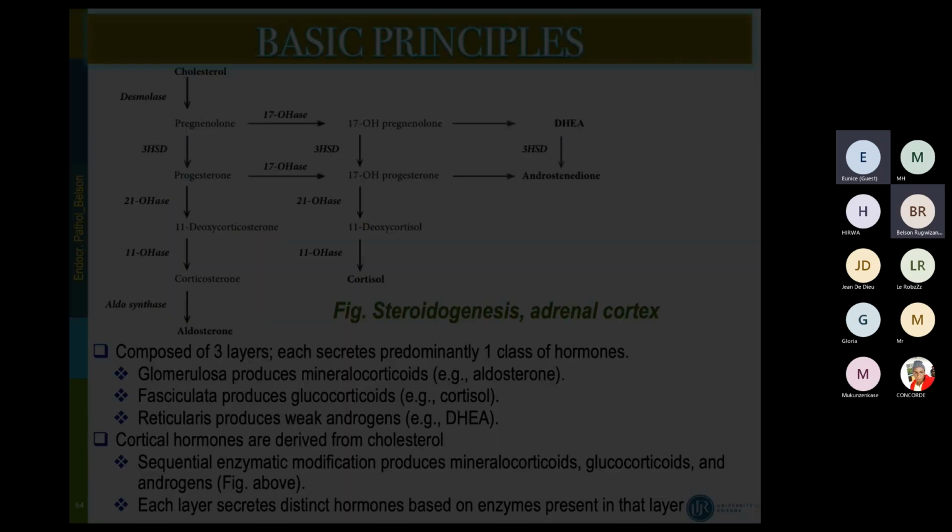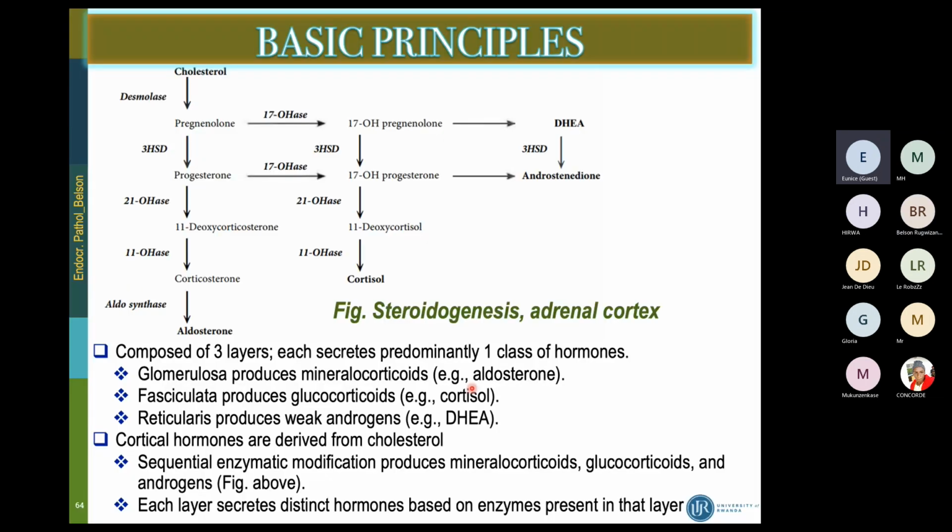Okay, so we proceed with adrenal cortex. The adrenal gland has a cortex and a medulla. We start with the cortex, then we will proceed with the medulla itself. In histology, the cortex has 3 layers: glomerulosa, fasciculata, and reticularis.